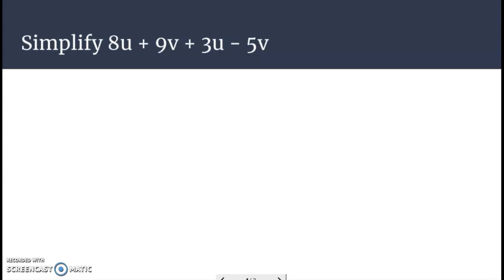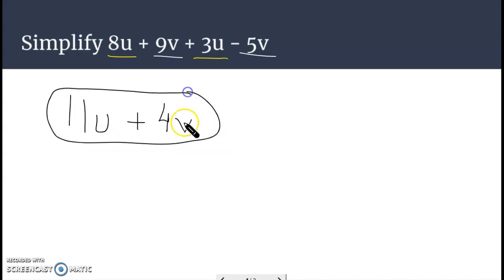And as you can see here, we have a polynomial term with u's and v's. And so what I want you to focus on here is the fact that we have two different variables, 8u and 3u. Those add together to make 11u. And then we also have the v's, 9v minus 5v. That's going to make 4v. So after simplifying here, we have this two-term polynomial called 11u plus 4v.